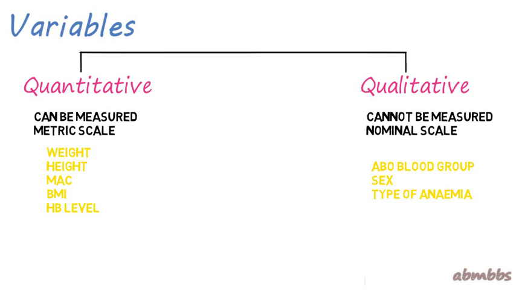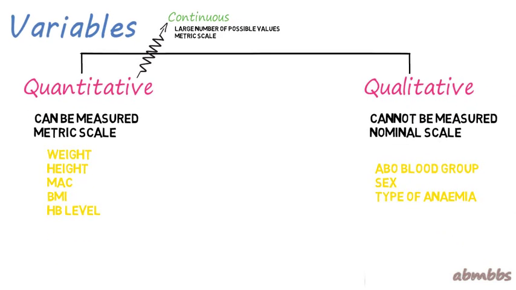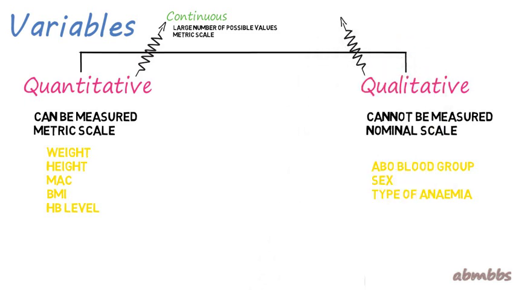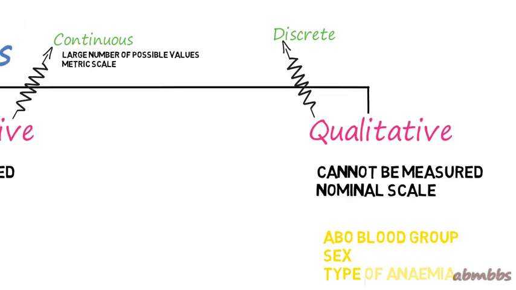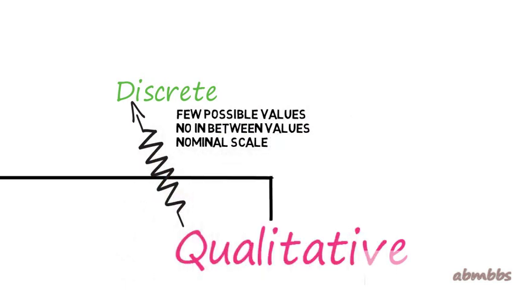If you are wondering what is a nominal scale, don't worry, I'll be discussing the types of scales in a minute. Now, quantitative variables can also be called continuous variables. Why? Because they have a large number of possible values and several in-between values. So they are measured in a metric scale. But qualitative variables only have a few possible values and no in-between values. Hence, they are also called discrete variables.